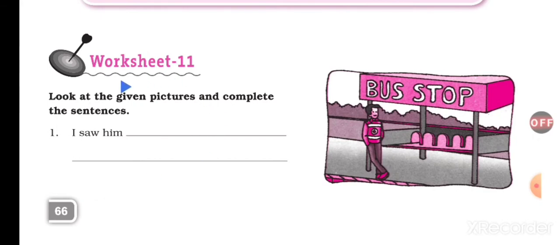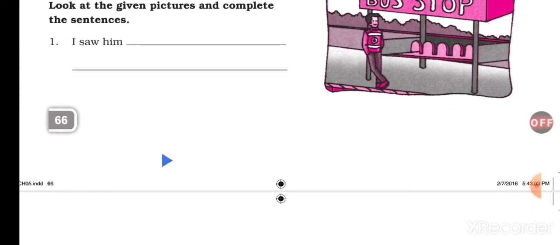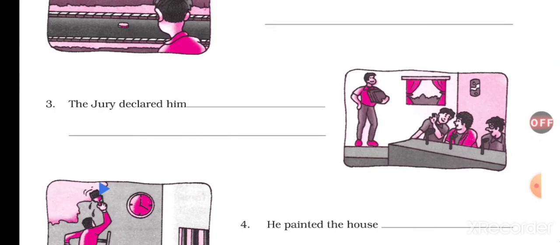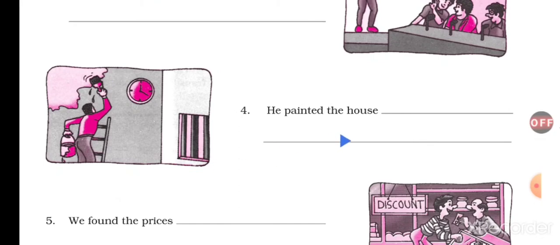Let us read worksheet 11. Look at the given pictures and complete the sentence. Now look, I saw him standing at the bus stop. I found a coin on the road. The jury, meaning judge, declared him winner. Now, he painted the house on time. He painted the house in time.